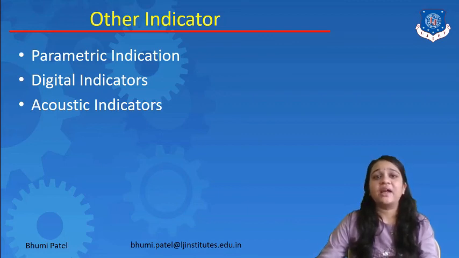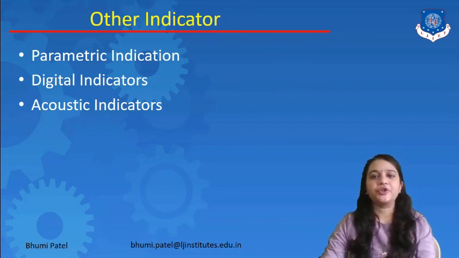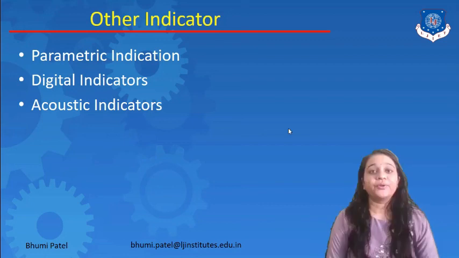And the last one is the acoustic indicator. It is generally used for some dangerous or undesirable condition, and it provides an additional audible effect in the form of ringing, beeping or buzzing. So whenever a dangerous or critical condition is there, that time we can connect the acoustic indicator in this system. So these are the different types of indicators used in instrumentation.